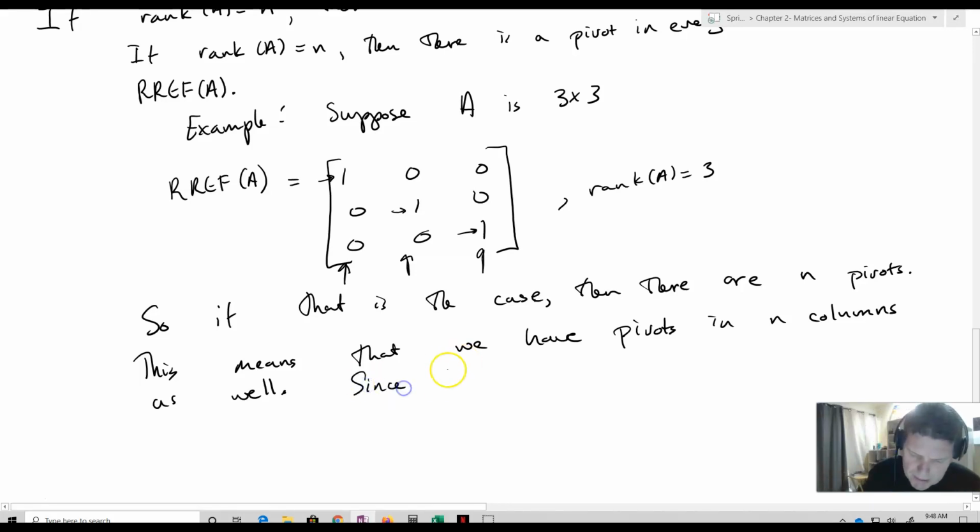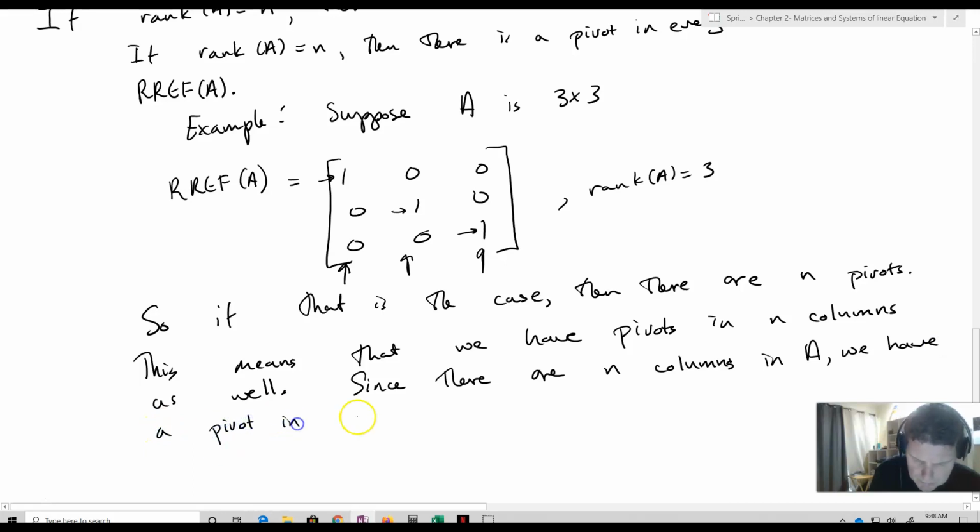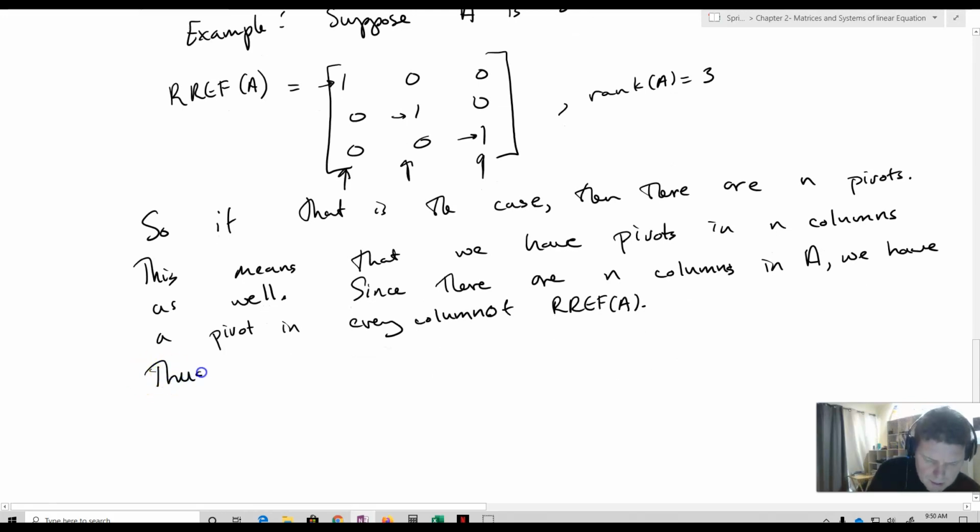Since you have pivots in n columns as well, and since there are n columns in A, we have a pivot in every column. Kind of makes sense. All right, so we have a pivot in every column of the RREF of A. Thus, A row reduces to the identity.